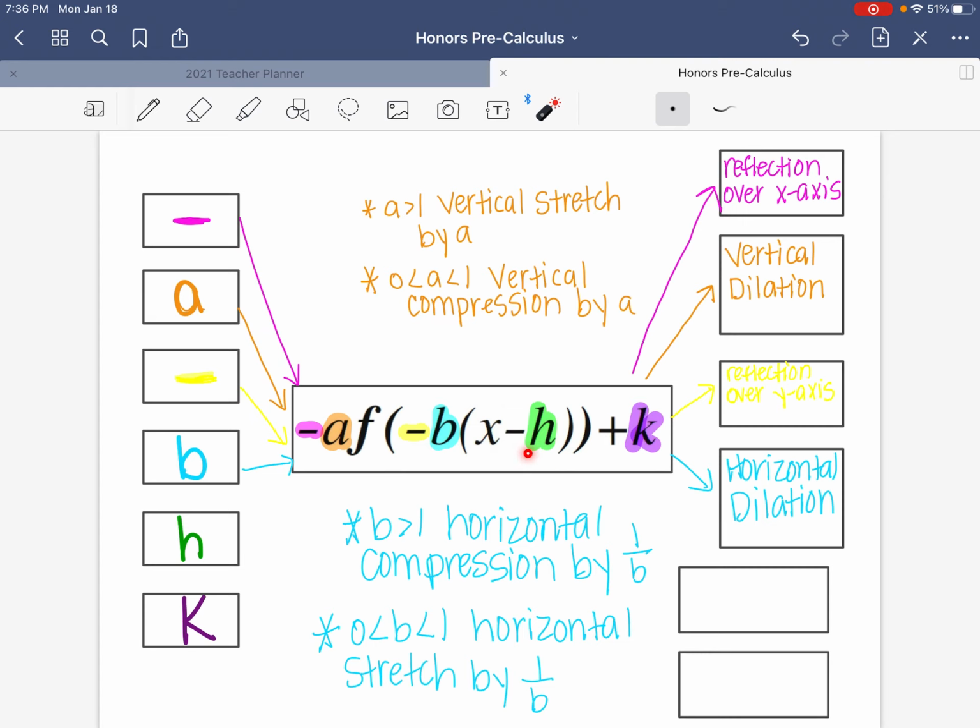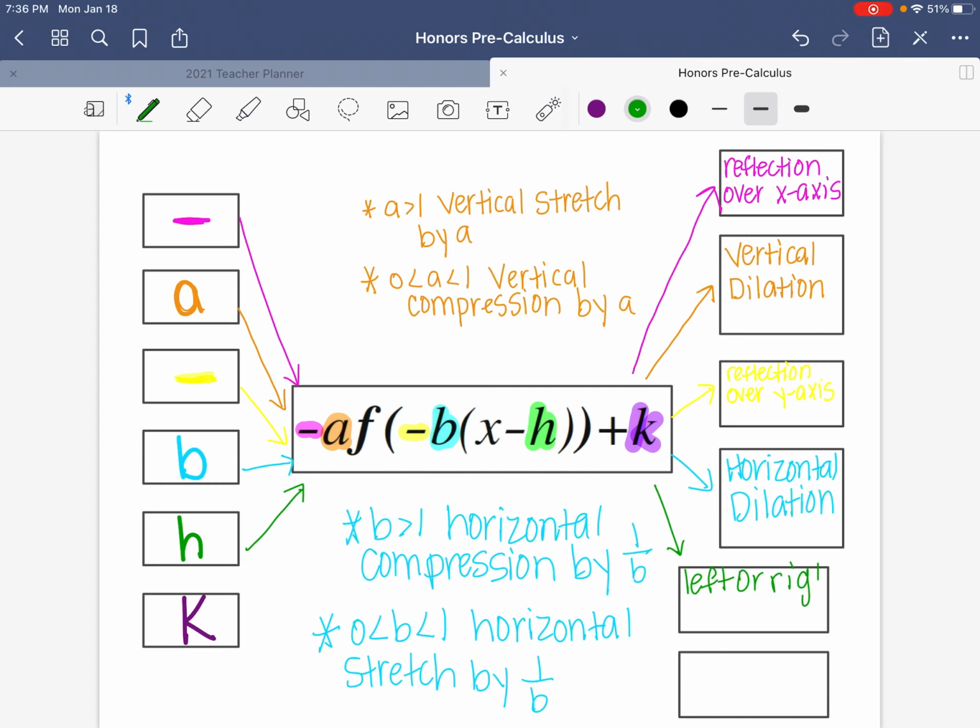Now inside, with the x, we have a minus h. So these have all been multiplying. We're multiplying by negative and a in the front. We're multiplying by negative and b on the inside. Now we're doing some addition and subtraction. So if we're adding and subtracting on the inside, that's going to tell me to go either to the left or to the right.